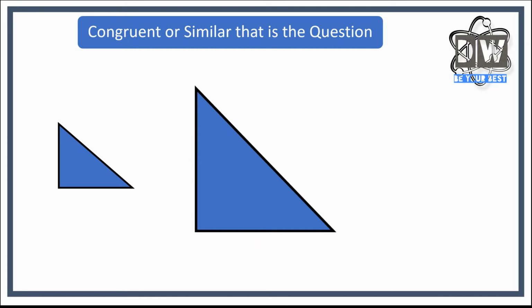So now we're going to show you congruent. This triangle here is exactly the same as this triangle here. They're the same length, the same width, the same height. They have all the same interior angles, so therefore they are congruent.